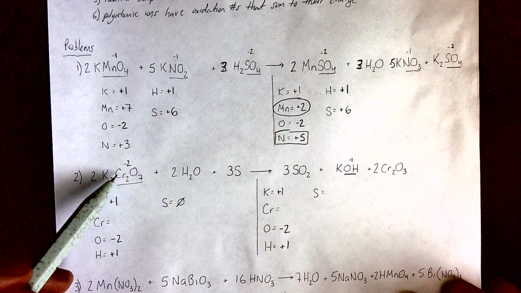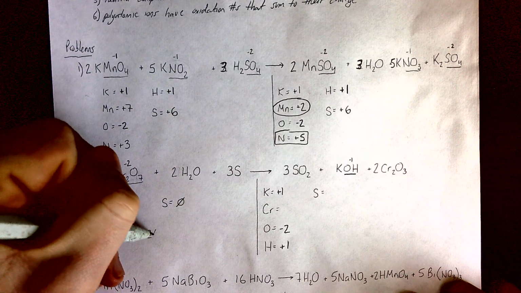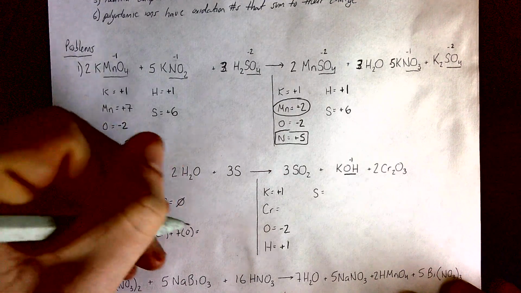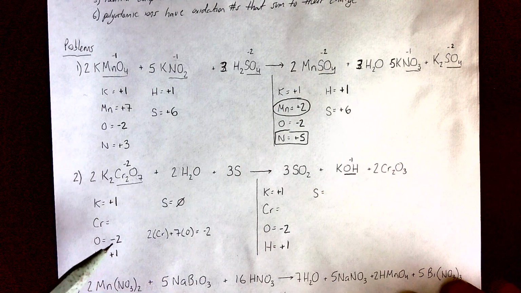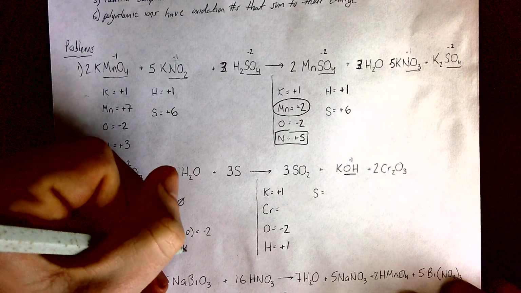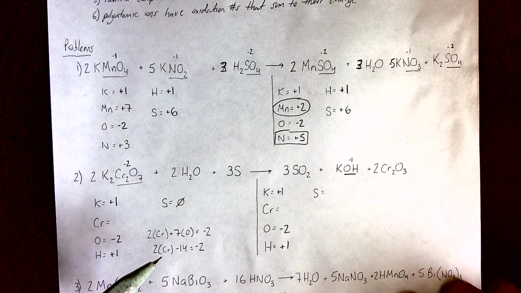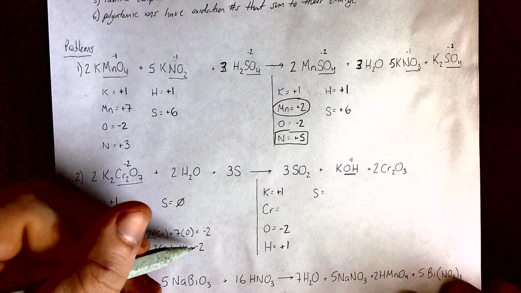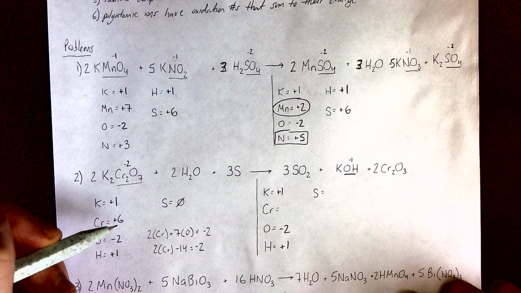Chromium over here, we can do a little bit of math. This whole thing adds up to negative 2. So I can think about it like this. And oxygen, we said it's negative 2. And we can simplify this. Chromium is plus 6. 12 minus 14 is negative 2. And we have 2 things that add up to 12. 6 plus 6.